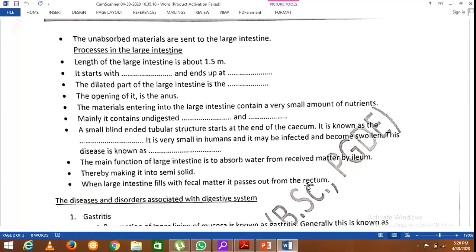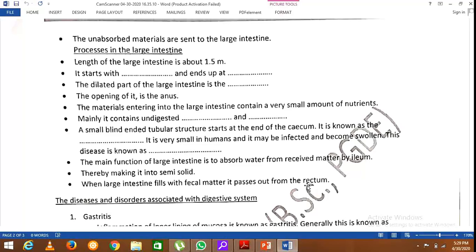If the fecal matter is kept inside the rectum for a long time, more and more water is absorbed continuously, and it ends up with hard stools. Then we call the condition constipation.